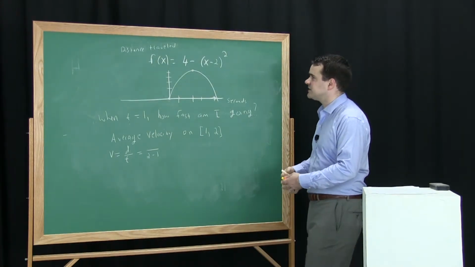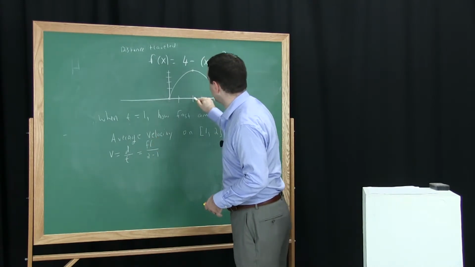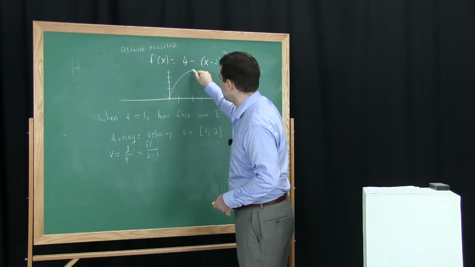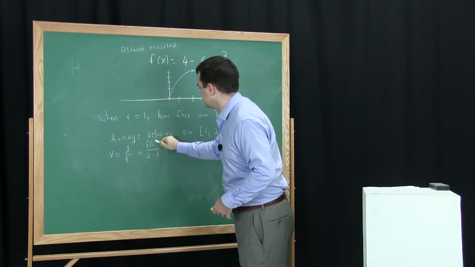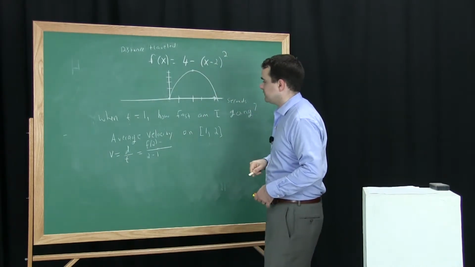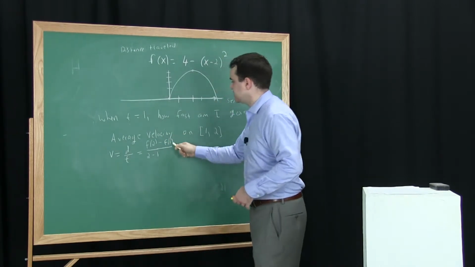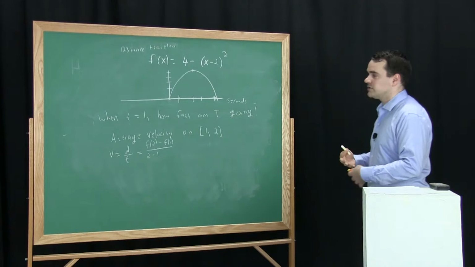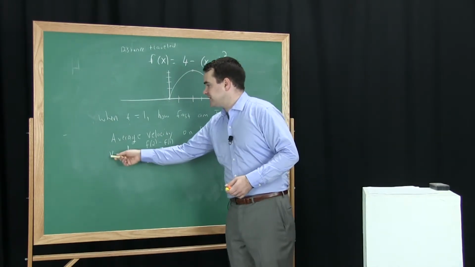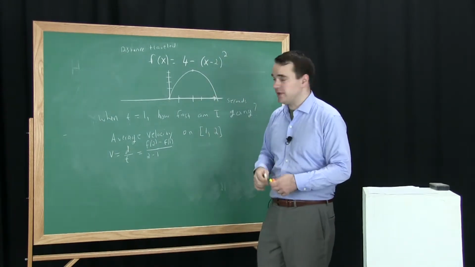And then how much distance did you travel? Well, you have to look at the distance traveled after, say, 2 seconds. That's f of 2. That tells you how far you traveled, minus your distance traveled after 1 second. And so that's your change in distance traveled over your change in time. And that's what we call the velocity over that time interval. That's what we call the average velocity.